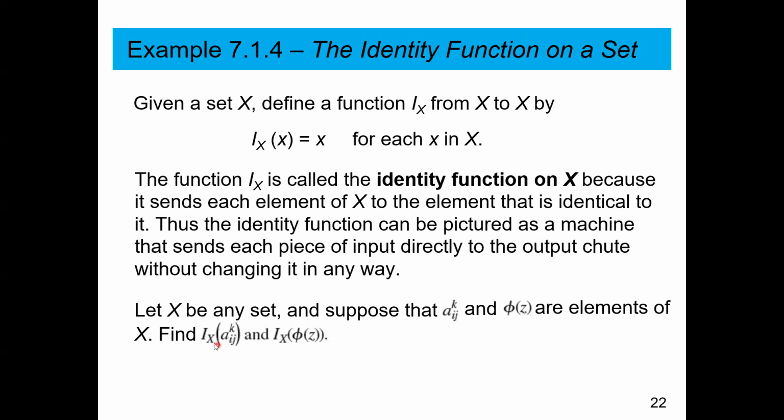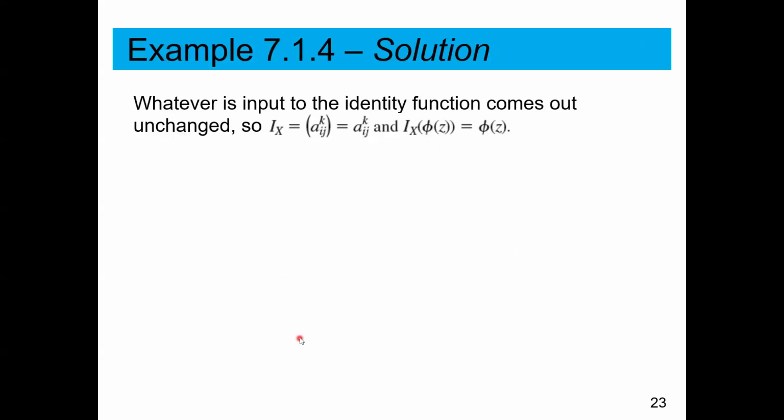So if I do the identity function of a to the k sub a I j, which you don't even need to know what this is, most likely an element of, I mean, there's all sorts of superscripts and subscripts. This has a Greek letter, gamma of z. Again, what is that? Well, you don't know what that is because it doesn't really matter, because it's just going to give it right back. So the identity function does not even require us to know what we're working with. It just gives it back.